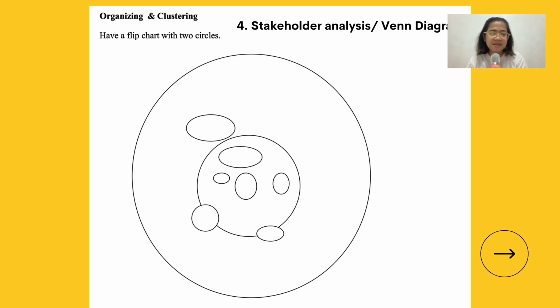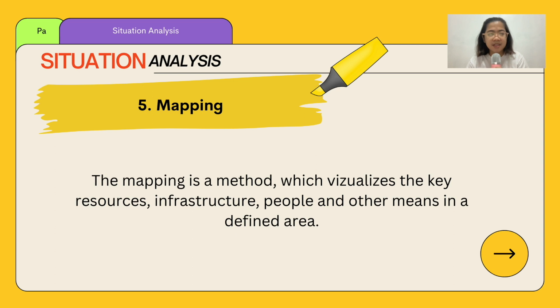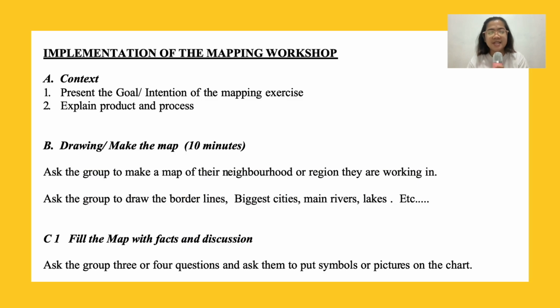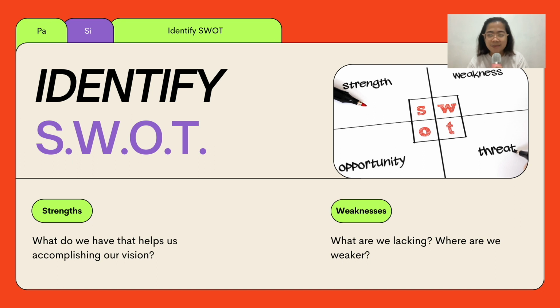The fifth and last method is mapping. This is a method which visualizes the key resources, infrastructure, people, and other means in a defined area. This method is very useful for identifying resources and means in a community. It also provides deeper insight on what resources or infrastructure are well provided for and which are not and should be improved. The next key step is identifying our strengths, weaknesses, opportunities, and threats.